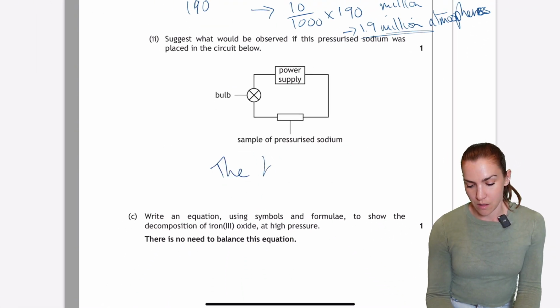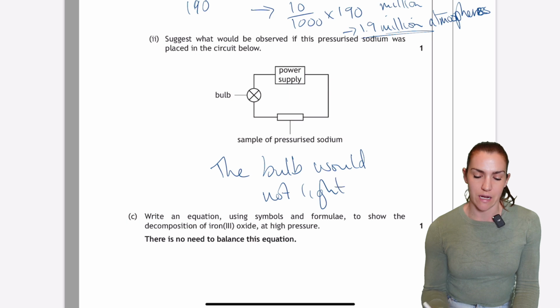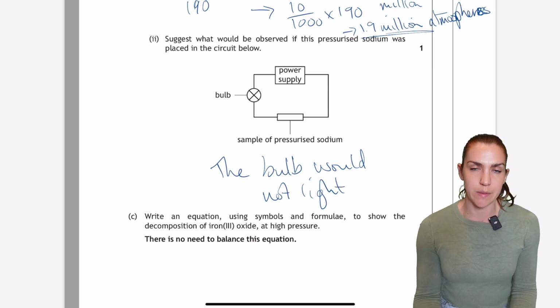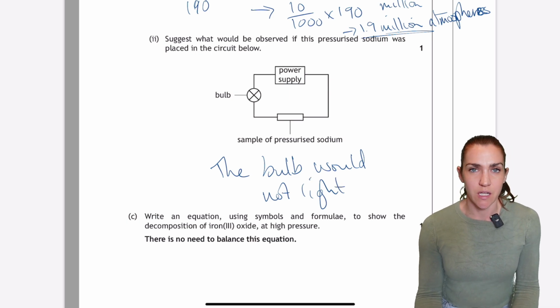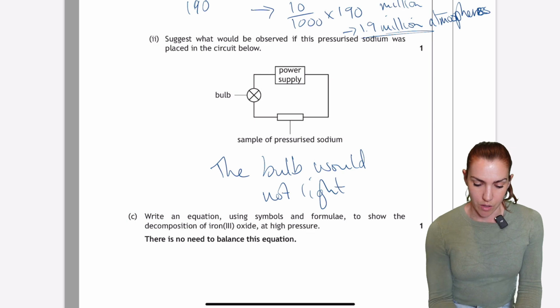Okay. Again, it's important to read the question and make sure you can see what they're actually asking, because some people might say it wouldn't conduct, but that's not saying what you would observe. So the bulb would not light up is what you would actually see.